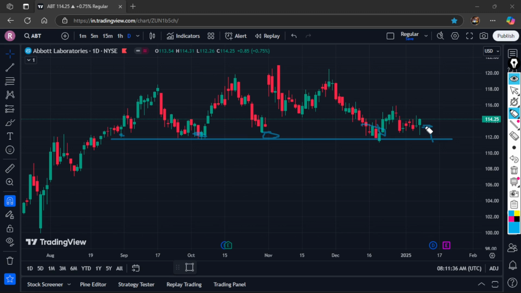If it opens gap up and tries to go downside, then we can try to sell, because it is not as important as previous time. And the next target can be near about this.